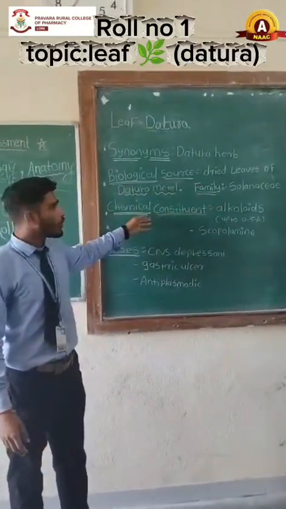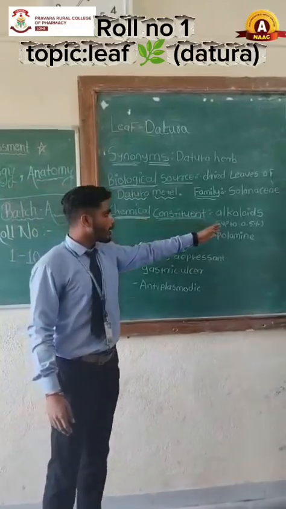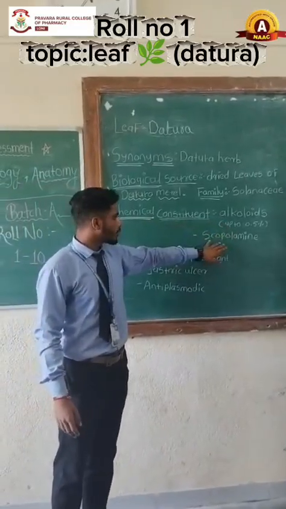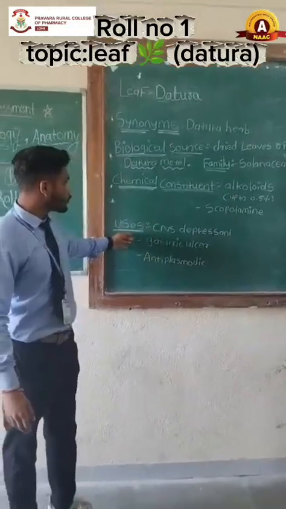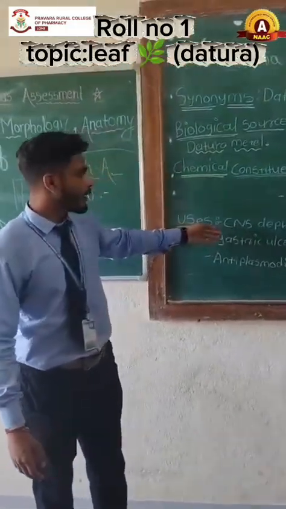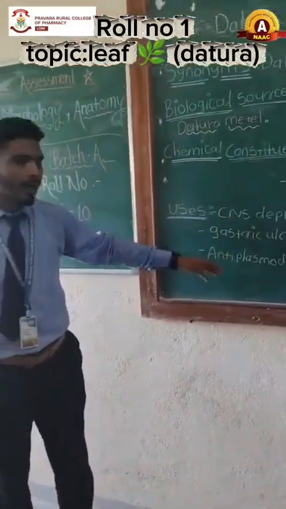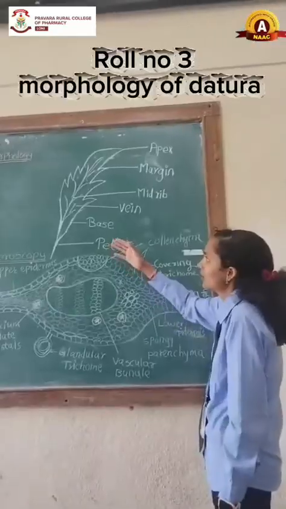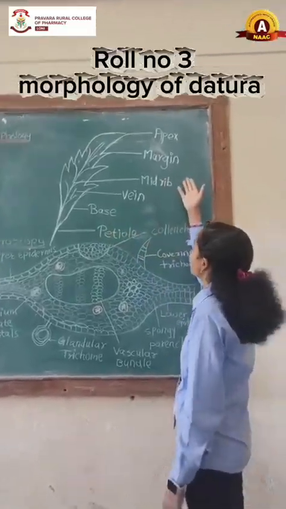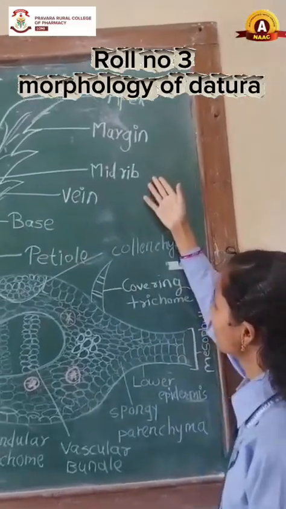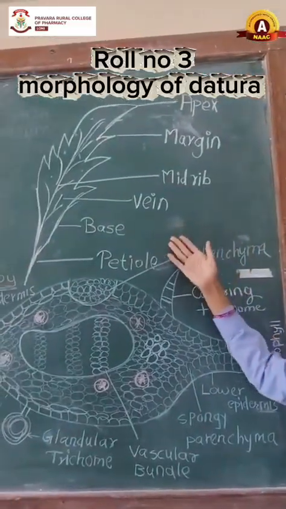The chemical constituents present in Datura are alkaloids up to 5%, then scopolamine. The uses of the Datura plant are as a CNS depressant, for gastric ulcer, and as an antispasmodic. Its margin is between grain, base and fat.